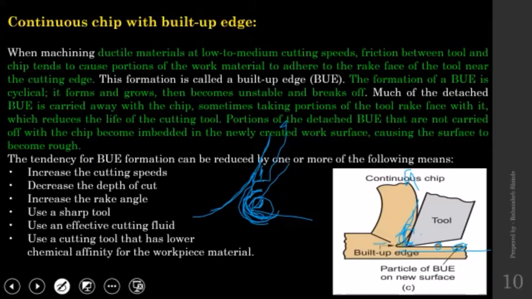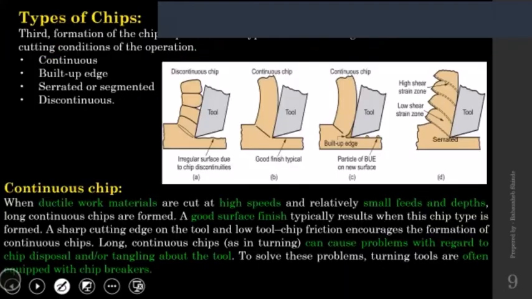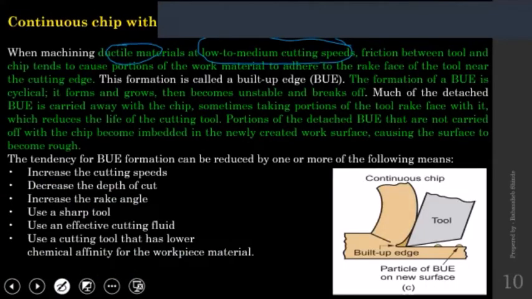So when do we get the continuous with built-up edge chip? Again, similar conditions apply, similar to the continuous chip. So when you machine a ductile material, but the cutting speeds are low to medium. When you look at the continuous chip, the cutting speed was high. So when you replace this high speed with either low speed or medium speed, you will get a continuous with built-up edge chip. All other conditions are similar.